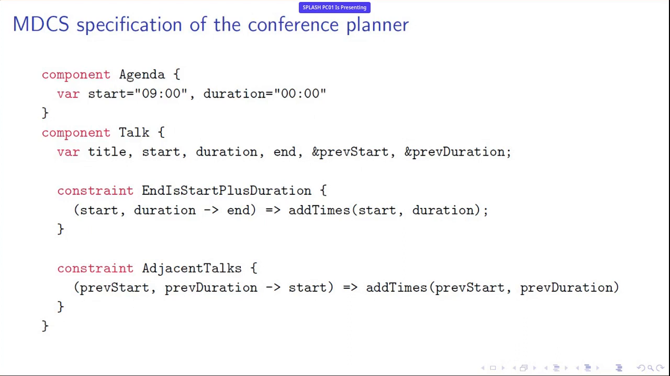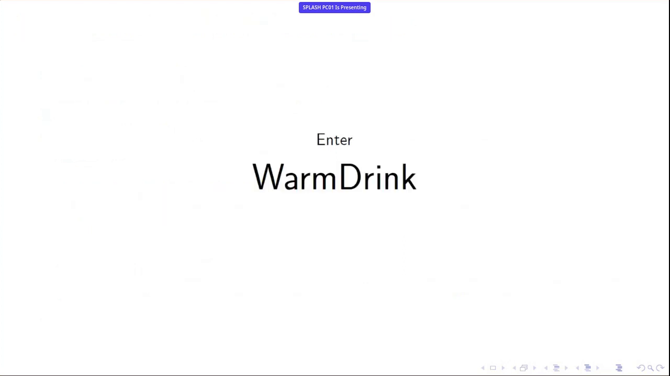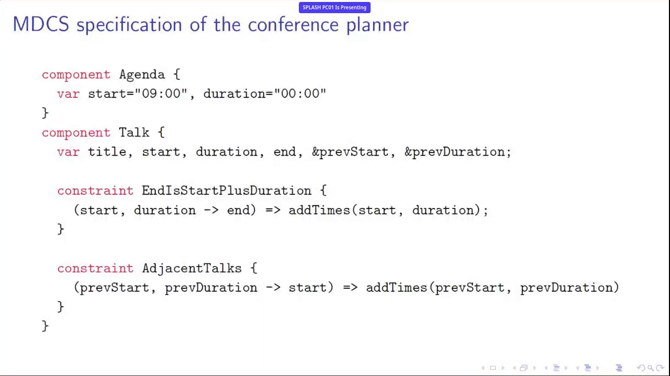Just to give the full picture here, we also have some variables in this agenda component, just so we have something for the first talk's references to point at. So imagine now that we have inserted a few talks. Well, first I should say, to append a talk at the end, you will just append this talk in the structure, and then you will assign the references of that talk to the previous talks.